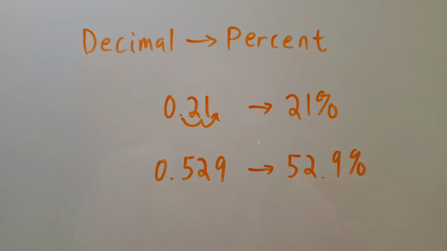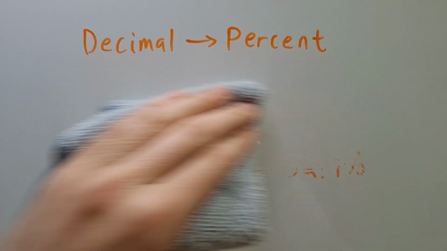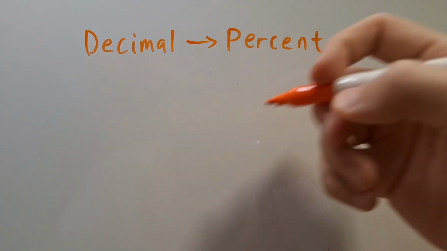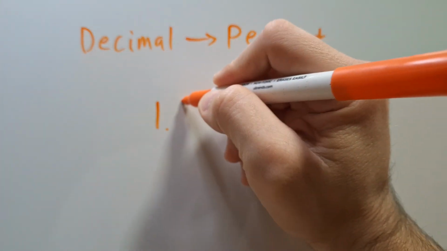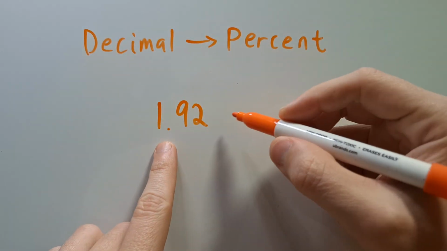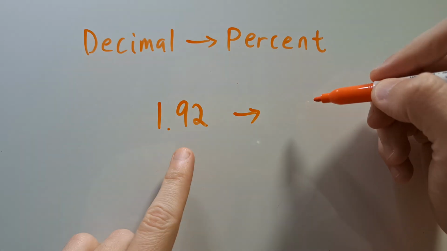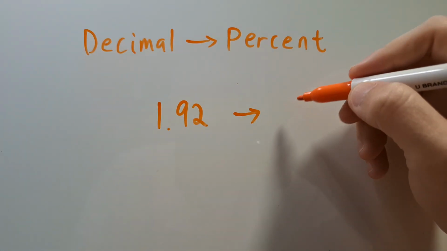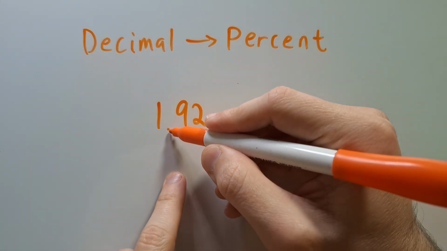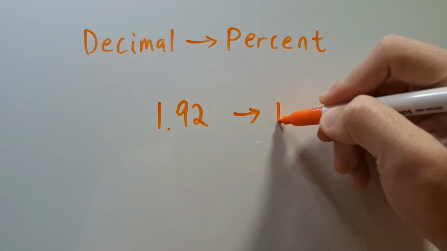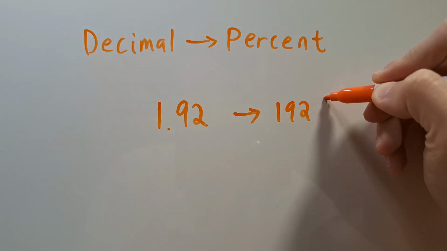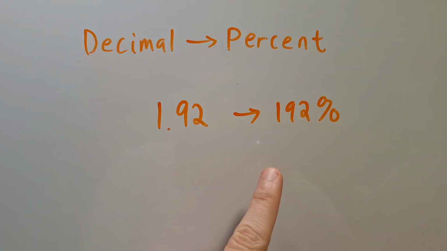One more. This number is bigger than 1, so that means the percent will be larger than 100%. Moving this decimal point 2 places to the right, 192%.